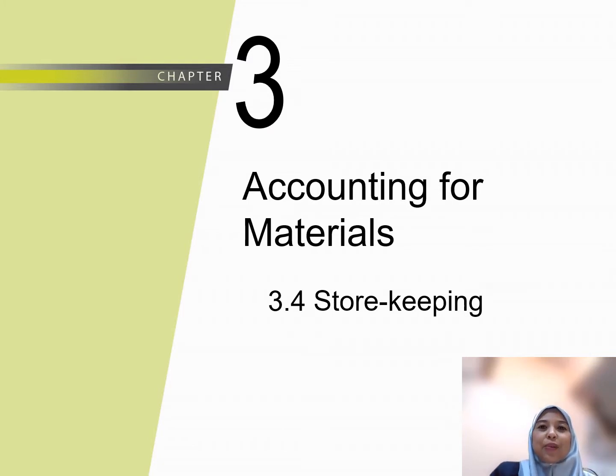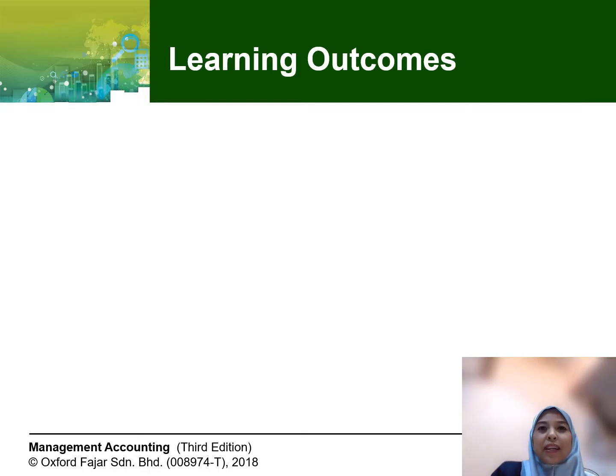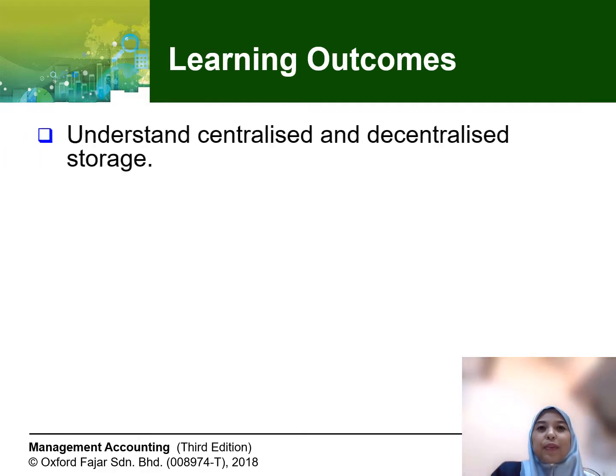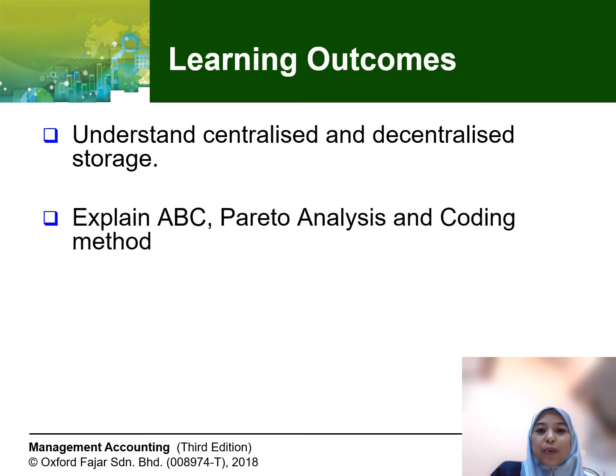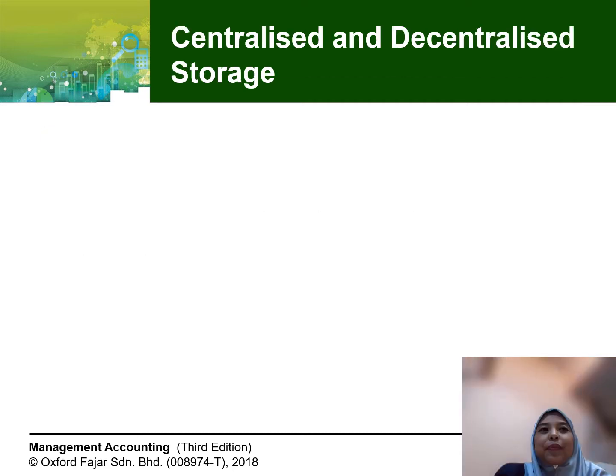Chapter 3, Accounting for Material, 3.4 Storekeeping. The learning outcomes are as follows. Number 1 is to understand centralized and decentralized storage. And number 2, to explain ABC, Pareto analysis, and coding method.